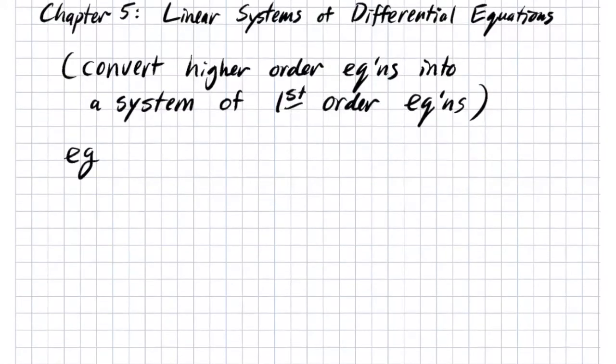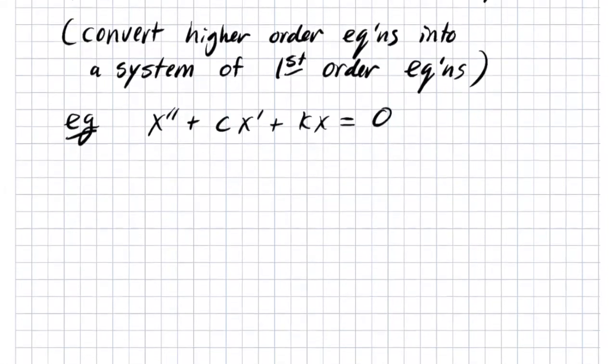For example, we can look at the mechanical vibrations that we were just looking at. Let's see, if we have an equation that looks like, oh, let me just put C in here. We're not afraid of C. So C, and K is the spring coefficient, and imagine that there's actually no external force here. We can say this is a second order equation, and we would like to get a system of first order equations.